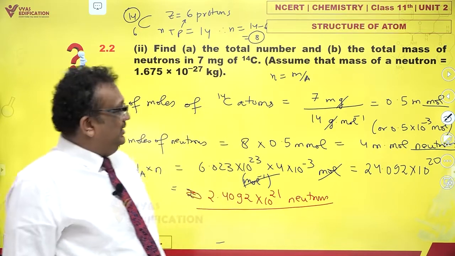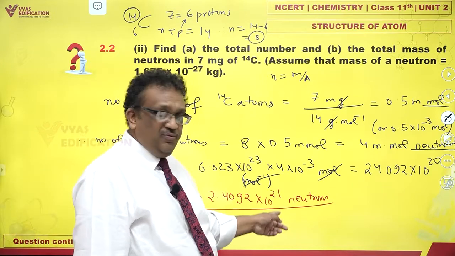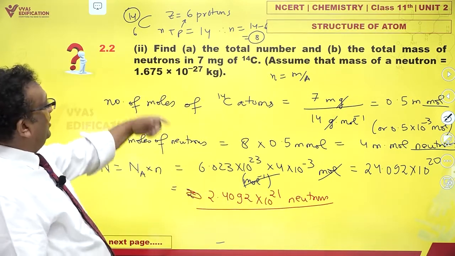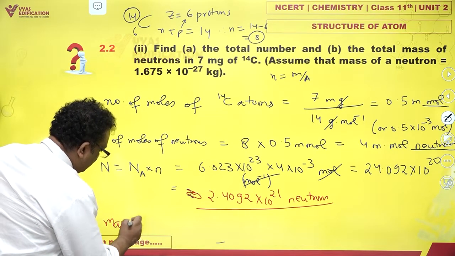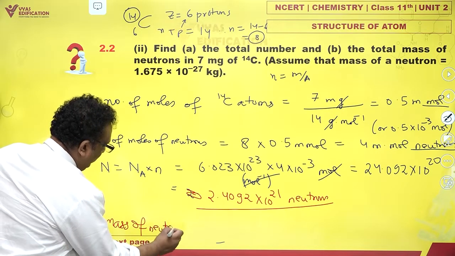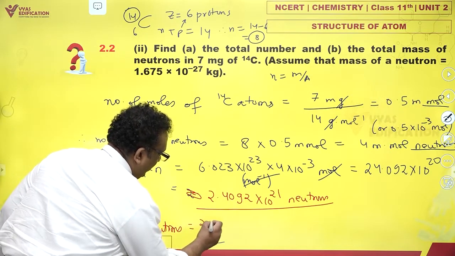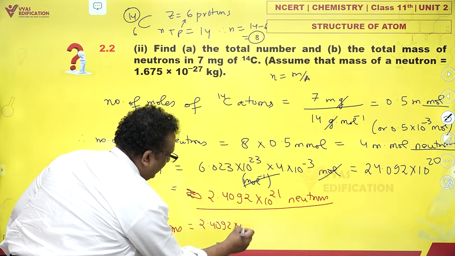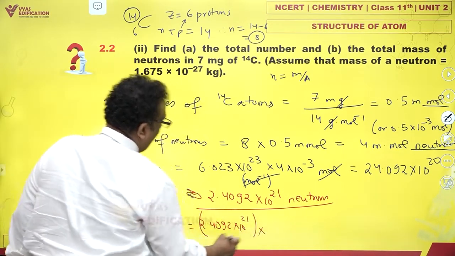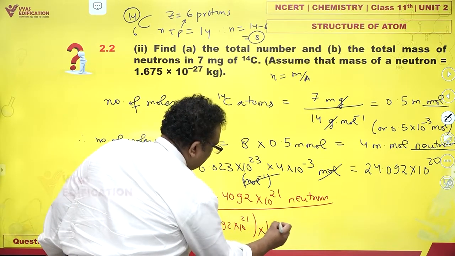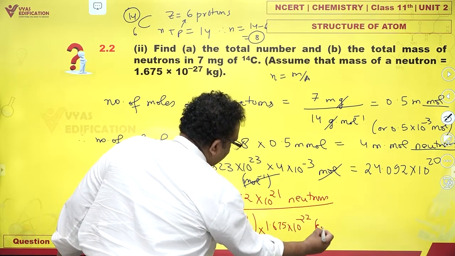Well, I don't think that's very difficult, because if I've got the number of neutrons, I can multiply this by the mass of a neutron. Yes. What would I get? Mass of neutrons. There are two ways I can do this. I'm doing it by the more stupid way. 2.4092 into 10 raised to 21 neutrons. And how many neutrons do I have? Yeah, what is the mass of a neutron? 1.675 into 10 raised to minus 27 kg.